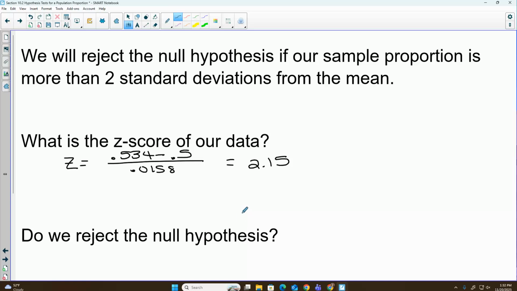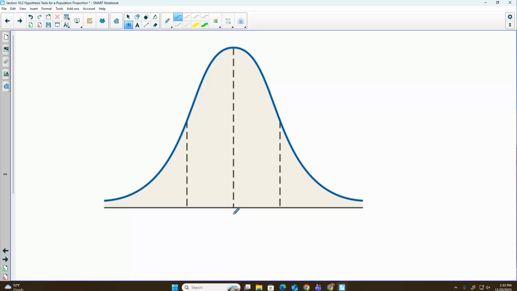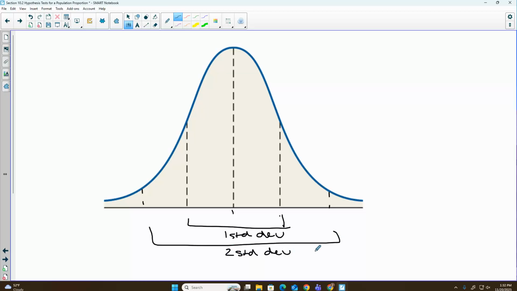Okay, if you think about what this means, a z-score is how many standard deviations from the mean. Right, so this is your mean, this is one standard deviation. Then you would have your 2 standard deviations. If I am 2.15 standard deviations, is that unusual? Yes, because I'm more than those 2 standard deviations. That means when I'm out here, there is a less than 5% chance of that happening by the empirical rule.